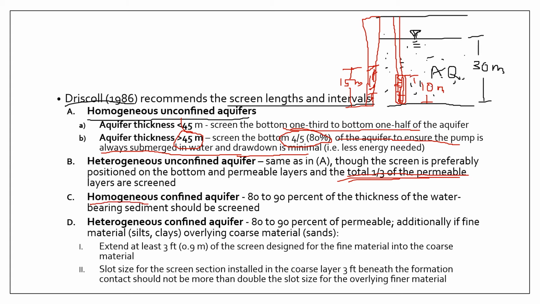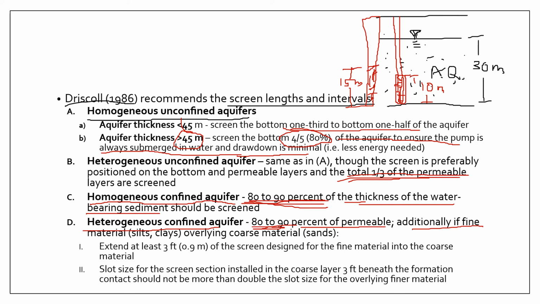Now, for a homogeneous confined aquifer, the target screen length is around 80 to 90% of the thickness of the water bearing layer. So more or less almost the whole thickness of your water bearing layer. And then for your heterogeneous confined aquifer, of course, we also screen between 80 to 90% of the permeable layer.